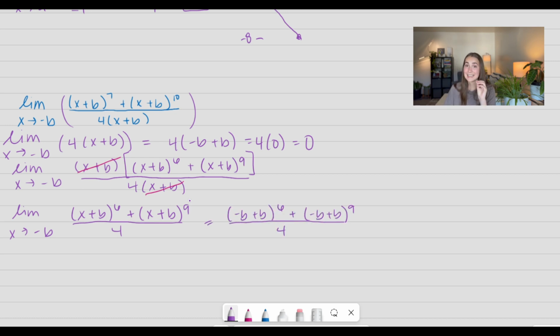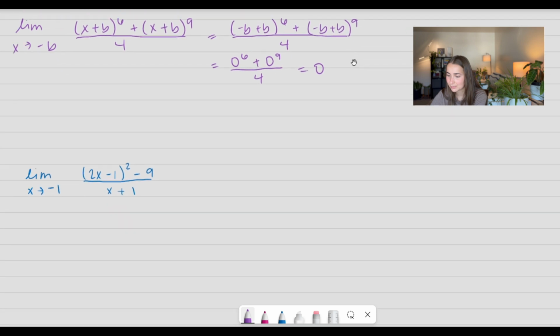Reminder, when you take the action of the limit by plugging in the limit value, you drop writing the limit. I'm not going to write it anymore. So now I get 0 to the power of 6 plus 0 to the power of 9 over 4. That's just going to give us a value of 0, and that's our limit value.